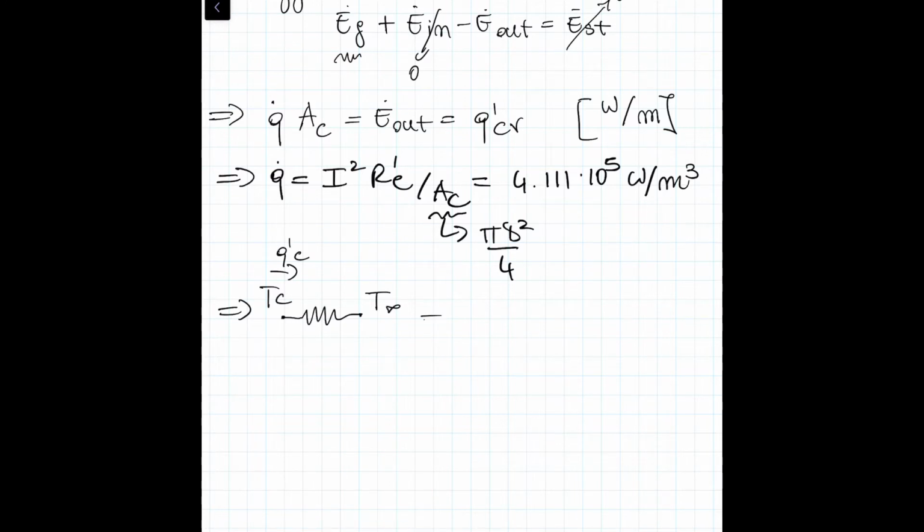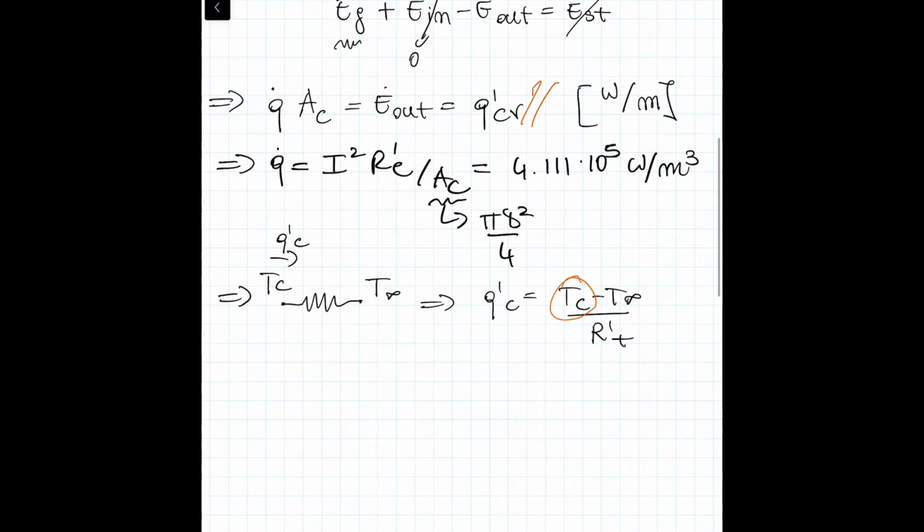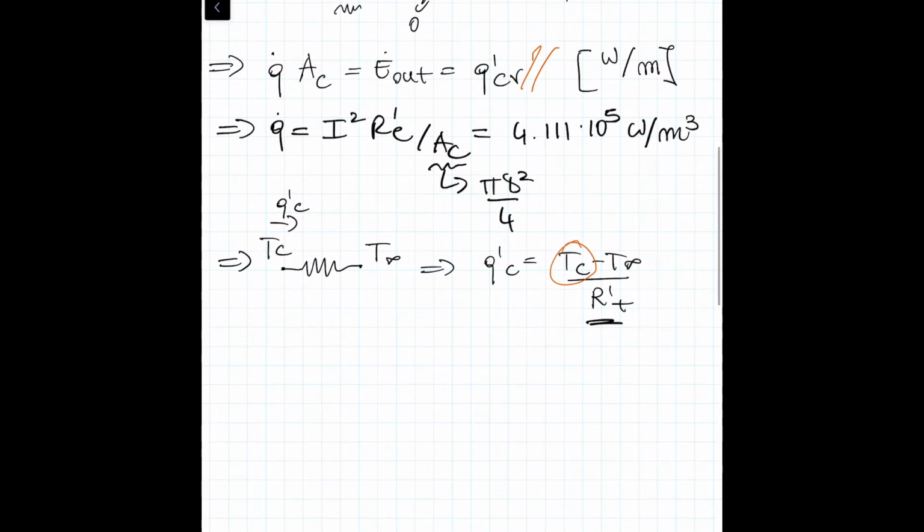Now we can write a formula from this because we know that Q_C is equal to (T_C minus T_infinity) over R_T. You can now see that we should find a way to isolate T_C in this equation and then find it simply. However, we need to do an intermediary step because we still don't have this resistance. So how do we find the resistance?